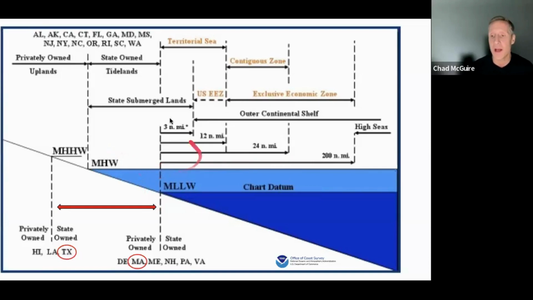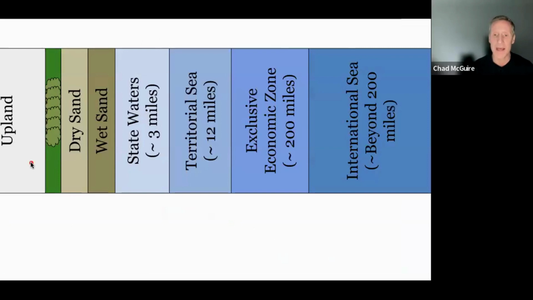And then there's a bunch of other things here that I'm going to try to make simpler. Here's our old one of the uplands, the vegetation, dry sand, wet sand, however that's defined in terms of public versus private, as we just saw in the previous slide. And then generally you have state waters, which is approximately 3 miles from this baseline. The baseline is usually the mean low water mark. So the state waters is approximately 3 miles.